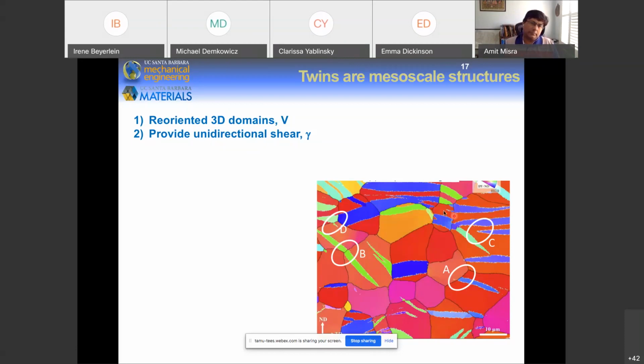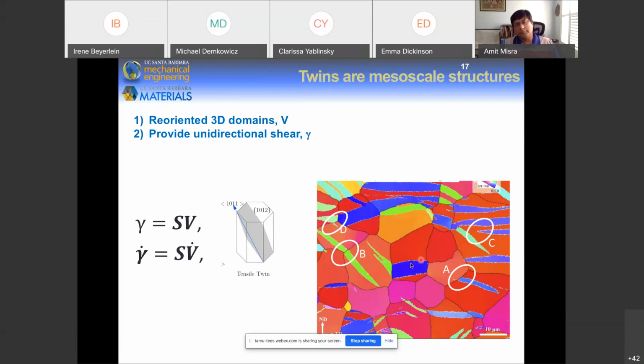So one thing that you can't really see from just an orientation map is the amount of shear these twins are actually providing, but it can be calculated. Because they have this precisely defined crystallographic shear, they do provide a unidirectional shear. The relationship is rather simple. The amount of shear is equal to the characteristic twin shear times the volume that you see. So the larger the volume, the more shear that twin is providing.